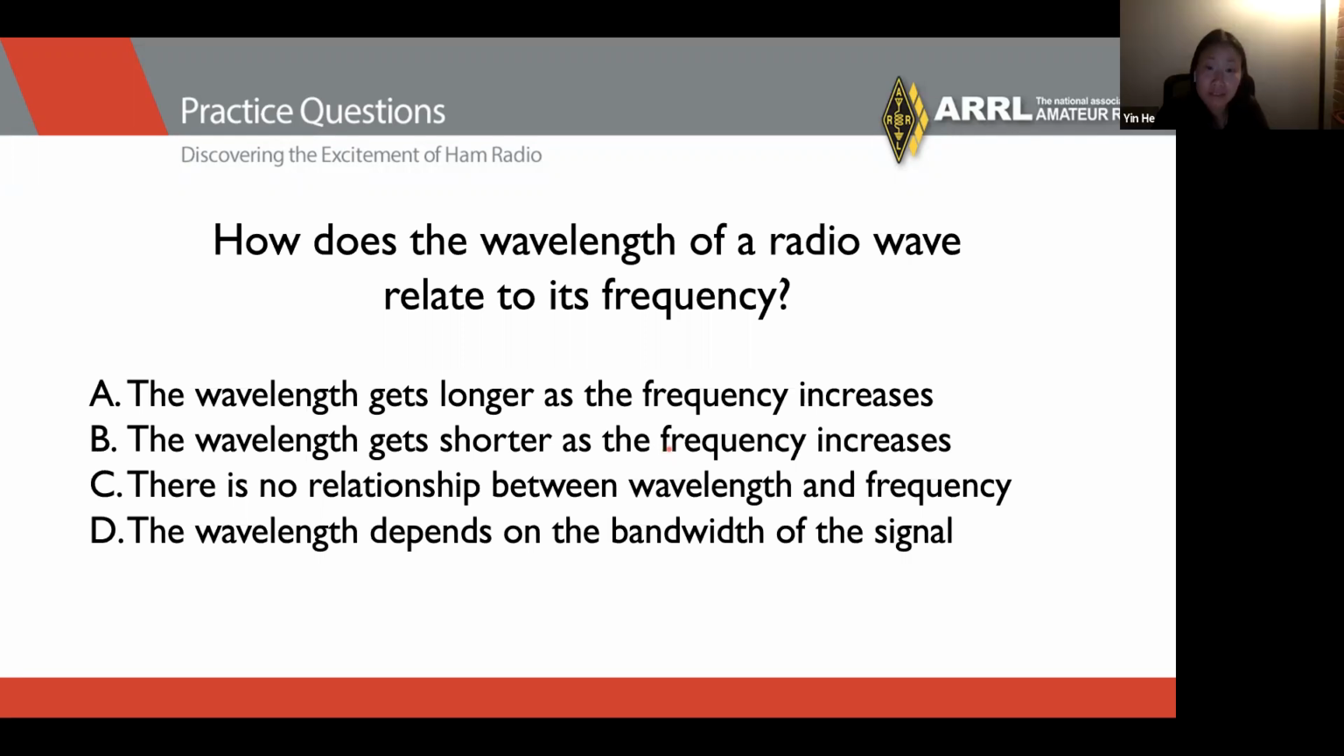So we said, nice job, Gail. The wavelength gets shorter as the frequency increases. Yes. So one goes up, the other one goes down in numbers.